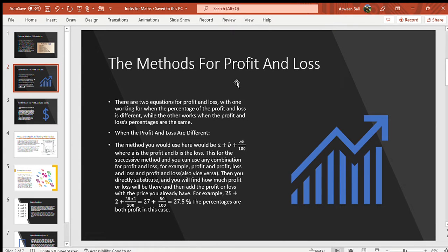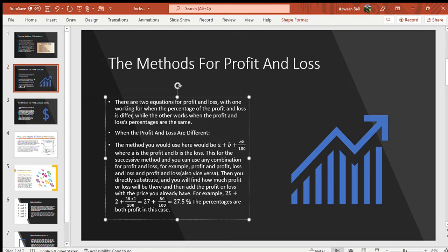The methods for profit and loss. There are 2 equations for profit and loss. Basically, it's not exactly like that, so we don't have to focus on that. So we only have to focus that there are 2 methods for profit and loss, for when the profit and loss are different sometimes.